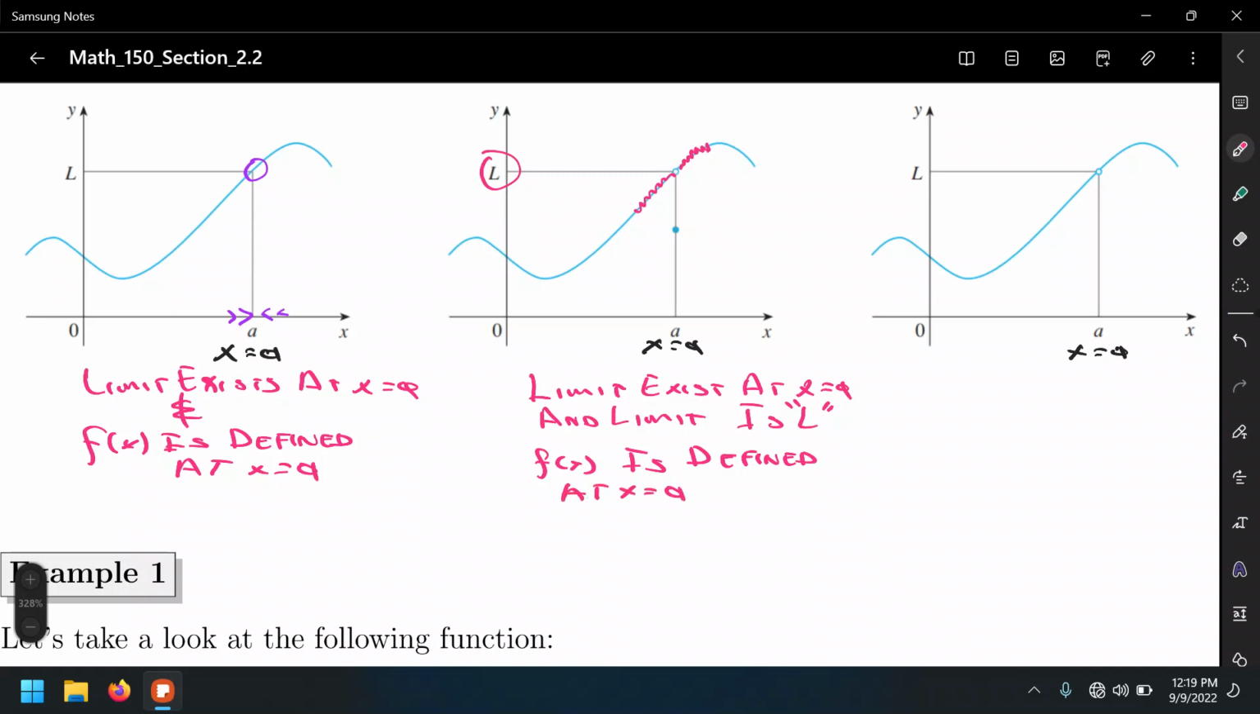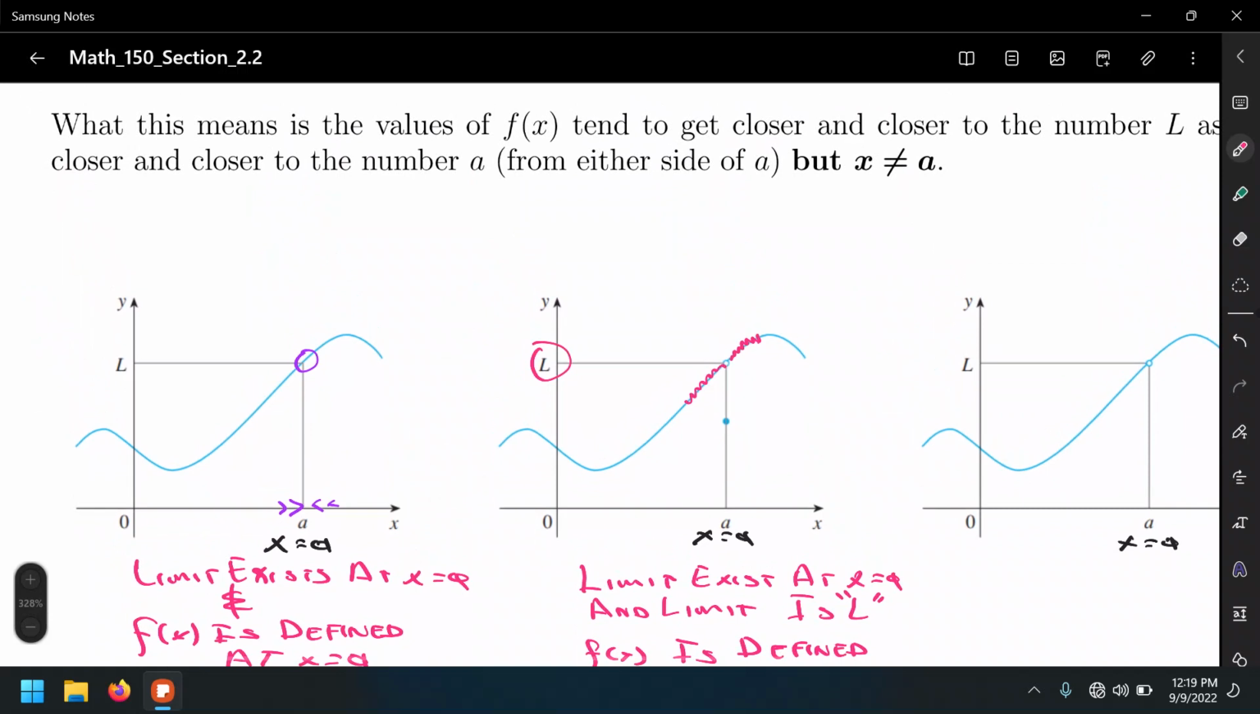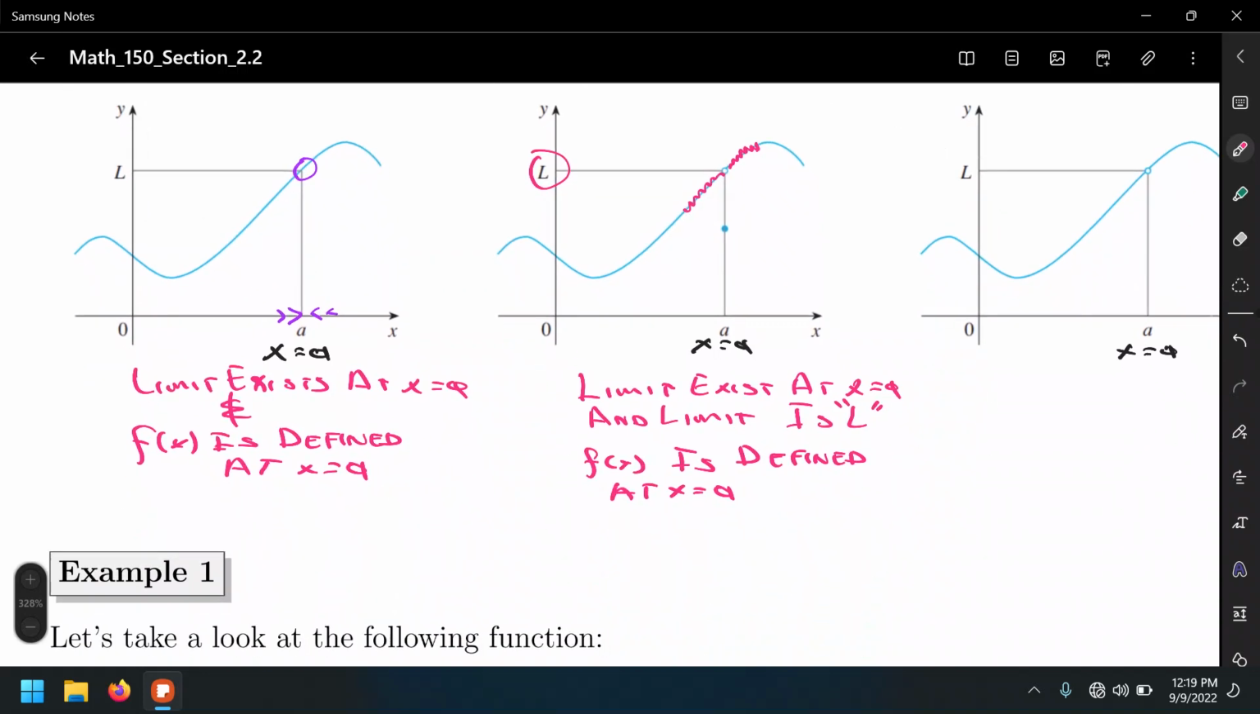at x equals a. However, check the difference. In the previous case, the limit existed at a, and both the limit and the value of the function were exactly the same value. However, in this case, the limit is one value, but the function is defined somewhere else. Can we stand at this point where we have a hole? Not really, right? But can we stand at this point? Yes. So in this case, f of x is defined at x equals a. However, in this case, the limit of f of x is not equal to f of a. These are not the same quantities.